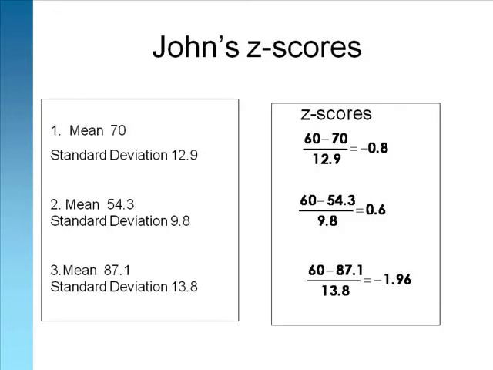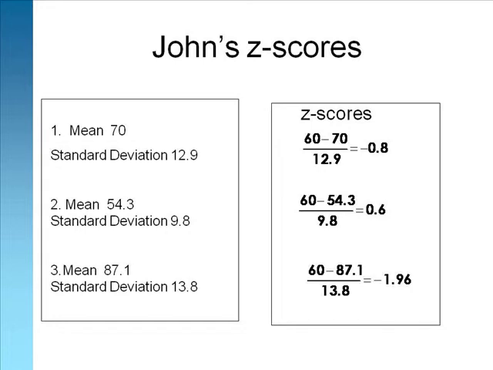The z-score for test 1 is -8/10, 60 minus 70 divided by 12 9/10. This means that John's score was 8/10 of a standard deviation below the mean. Test 2, the z-score was 6/10, 60 minus 54 3/10 divided by 9 8/10, which means John's score is 6/10 of a standard deviation above the mean.